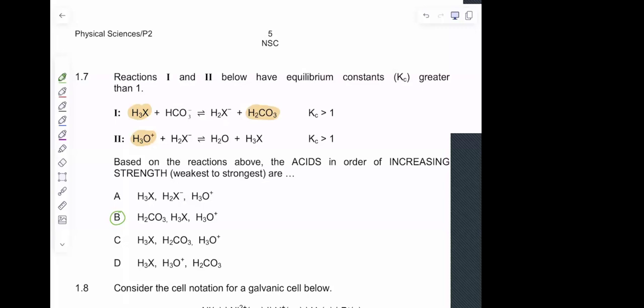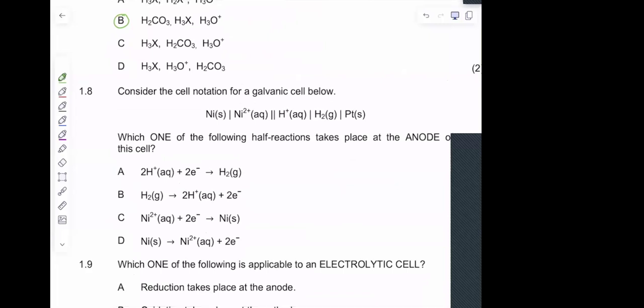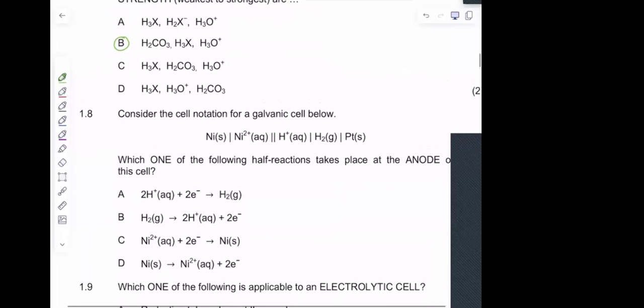Okay, let's jump down to 1.8. If you guys got the right answer, by the way, round of applause. If you didn't, don't panic. There's still 2 questions to come. All right, 1.8 says, consider the cell notation for a galvanic cell below, where we can see there we have a nickel half cell and a hydrogen half cell. Which one of the following is the half reaction that takes place at the anode of the cell? This is a nice and easy one. I'll give you guys 1 minute, 30 seconds to do 1.8.